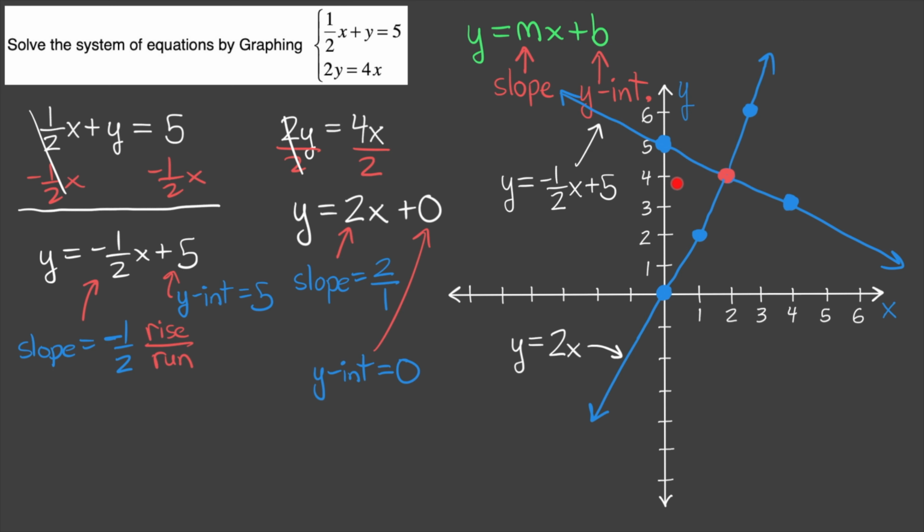All right, so this point right here is the point of intersection. And this point is 2, 4. So that tells us that our answer, in other words, where these two lines intersect, is 2, 4.